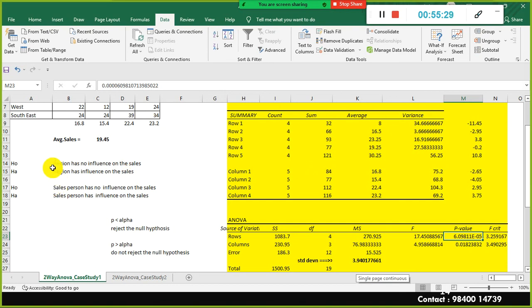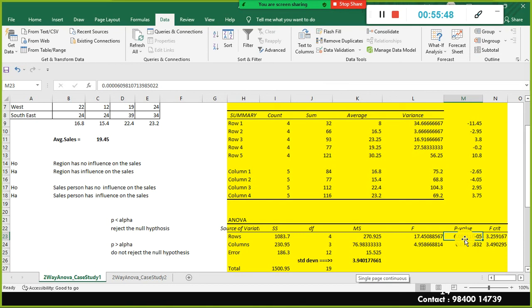Let's assume that in this case the null hypothesis is true: region has no influence on the sales. So what is the probability that this statement is true? The probability is very, very, very less. I will tell you this example. I'll take a digression for it.